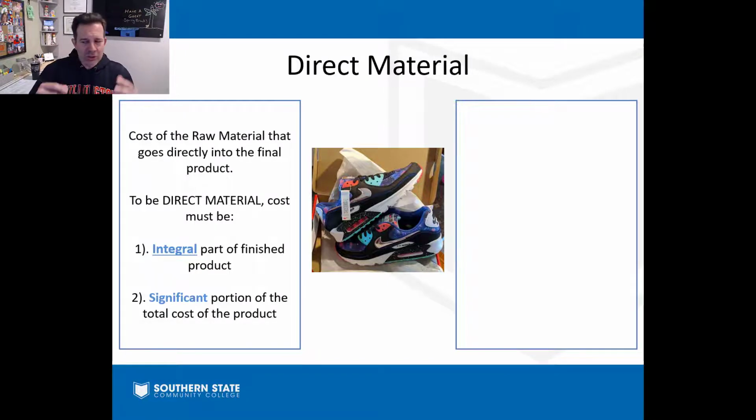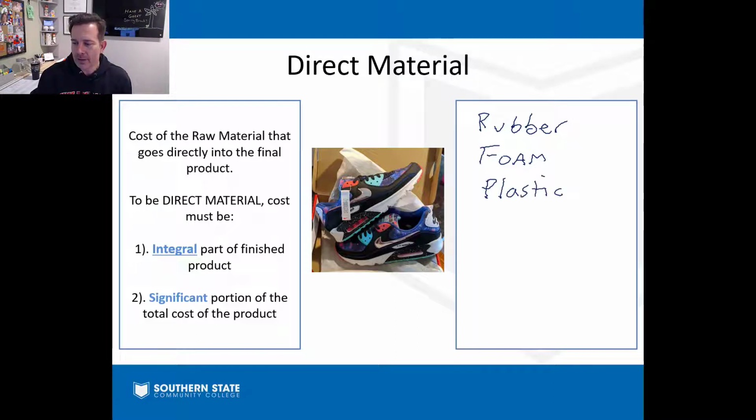So as we're looking at our sneaker here, we've got our Air Max 95 Wild West pack, or on the screen there, we've got some Air Max 90s, if you're a sneakerhead like I am. Talk about what goes into making that. As far as direct material, we probably have rubber involved. We probably have foam in the bottom. What makes Nike so comfortable, right? All the foam there in the bottom. I've got plastic involved. We probably have a little bit of fabric in there as well.